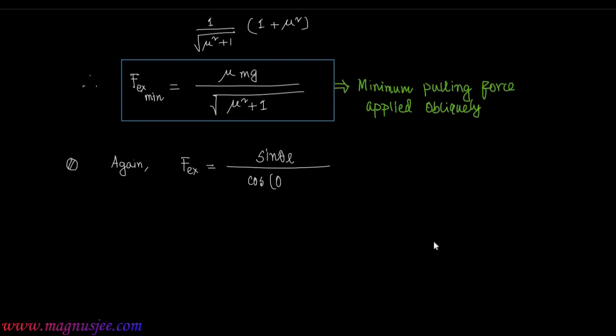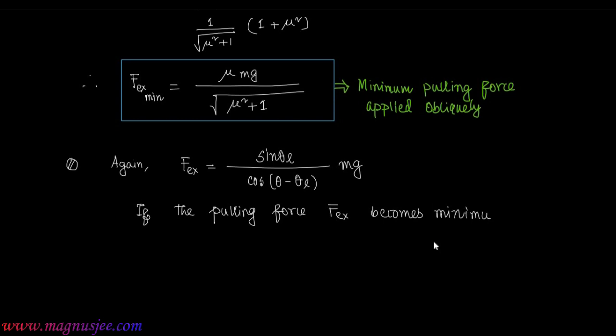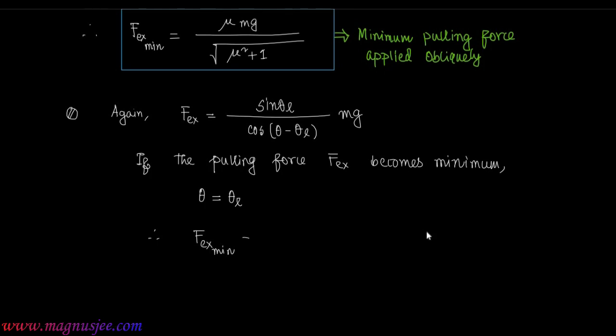Again, the pulling force Fex is equal to sin theta L divided by cos (theta minus theta L), into mg. If the pulling force Fex becomes minimum, in that case theta will be equal to theta L, the angle of friction, and we get Fex min equals sin theta L divided by cos 0 degree into mg. Therefore, Fex min is equal to sin theta L into mg.